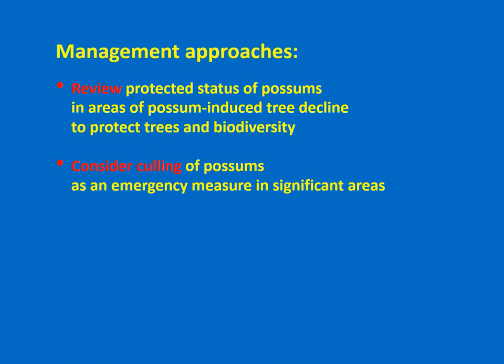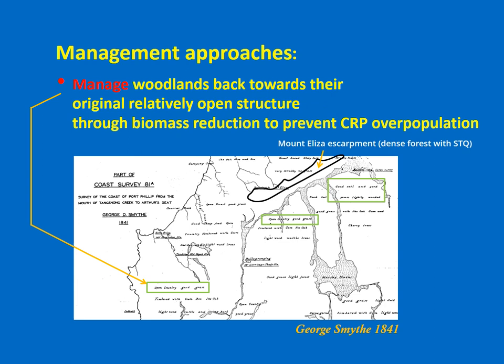We should review the protected status of possums in certain areas and consider their culling as an emergency measure in significant areas. We should manage the woodlands back towards their relatively open structure through biomass reduction to prevent common ring-tailed possum overpopulations. So on this survey plan by George Smythe, there are some incredible descriptions.